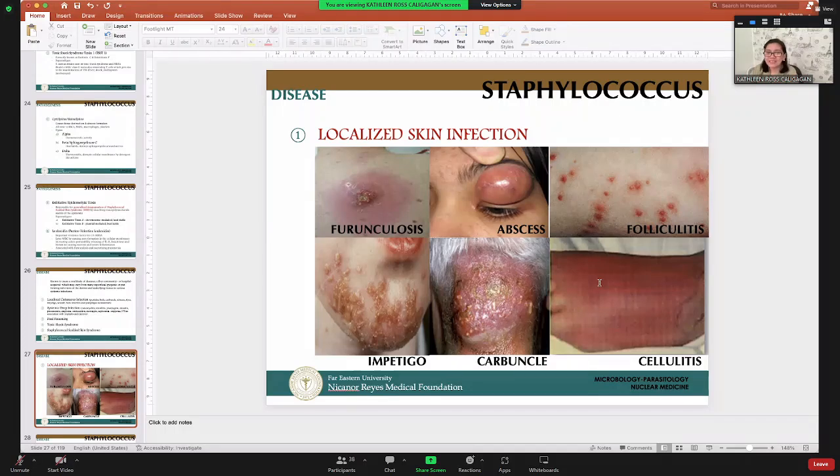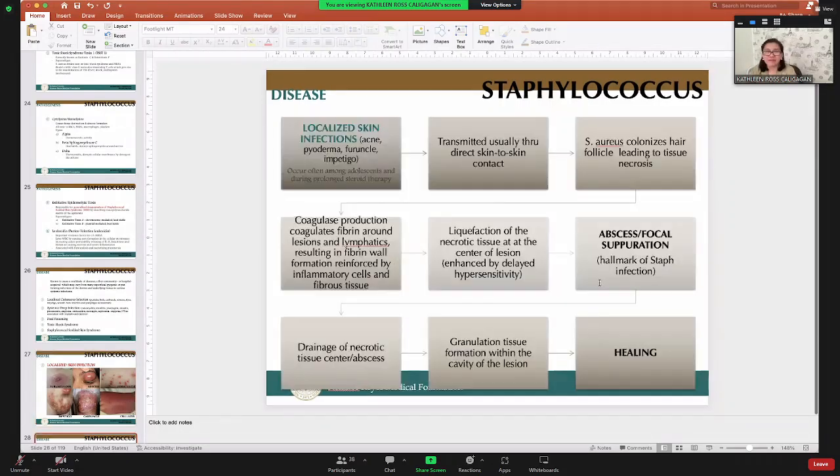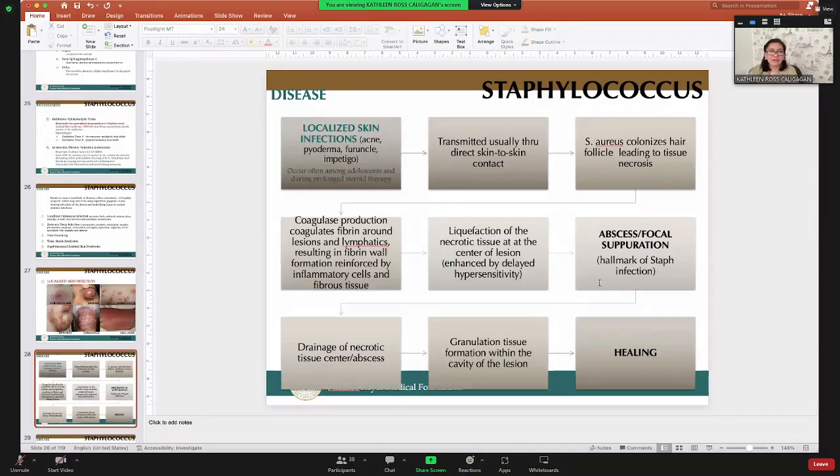Furunculosis, your pimples, infected pimples, abscess, folliculitis, and so on, usually involving the hair follicles. So how are they formed? This is more common among adolescents and during prolonged steroid therapy. The bacterium is usually transmitted through direct skin-to-skin contact.